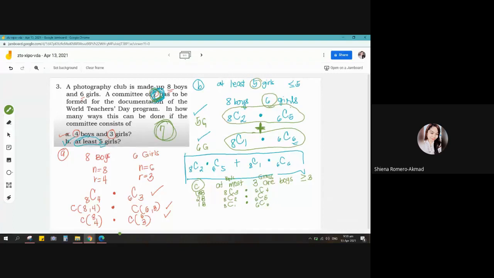Okay? So, ito yung mga different scenarios na pwede mag-satisfy dito sa given natin na condition that at most 3 are boys. So, ibig sabihin, our answer here will be combination of 8 taken 3 at a time times combination of 6 taken 4 plus combination of 8 taken 2 times combination of 6 taken 5 plus combination of 8 taken 1 times combination of 6 taken 6. Okay, so this will be our answer here.